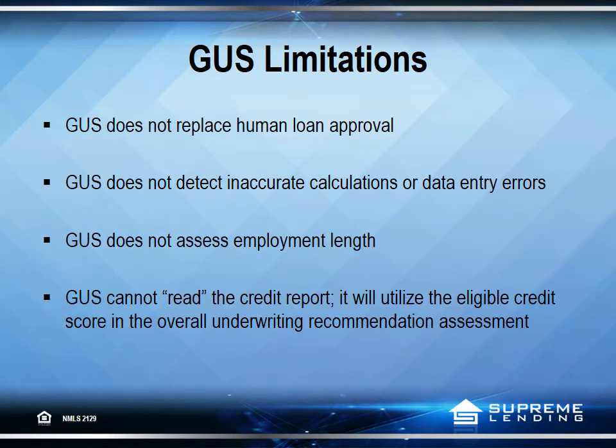Now let's take a look at the limitations of GUS. GUS does not replace the human loan approval. GUS does not detect inaccurate calculations or data entry errors. GUS does not assess employment length, and GUS cannot read the credit report. It will utilize the eligible credit score in overall underwriting recommendation assessment.